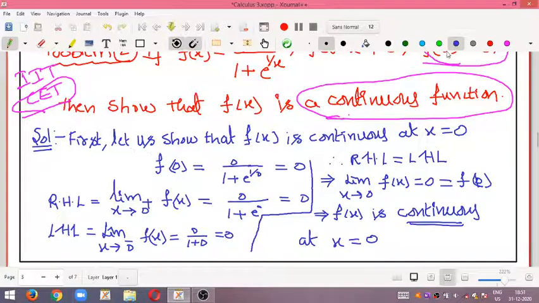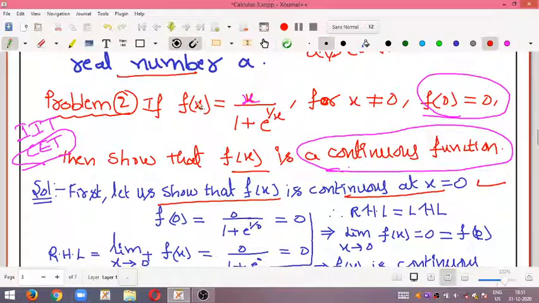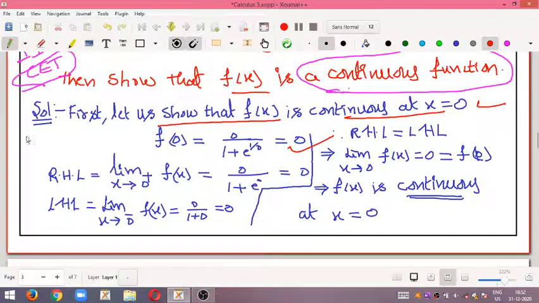So see here, for that purpose, first of all, let us show that this f of x is continuous at x is equal to 0. By substituting x is equal to 0, the f of 0 value is 0, already given. Next we want to check the limit as x tends to a of f of x. What will happen?